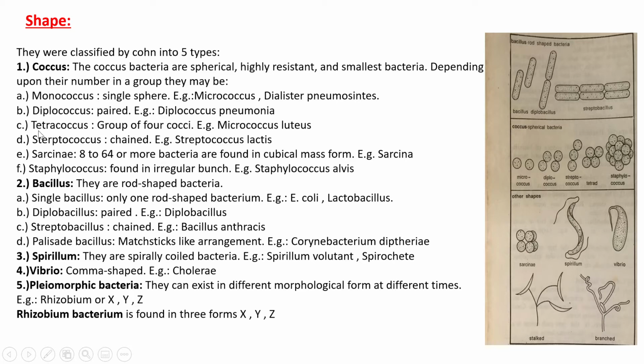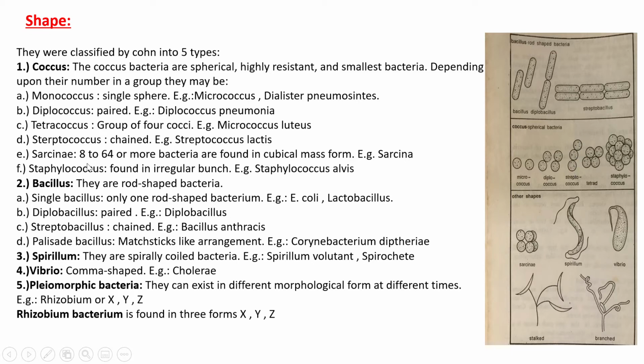The third type is tetracoccus. A group of 4 cocci is present. For example, in Micrococcus luteus, here we see tetrads. And Streptococcus is chained. For example, we can see this in Streptococcus lactis. Here Streptococcus is present in chains.